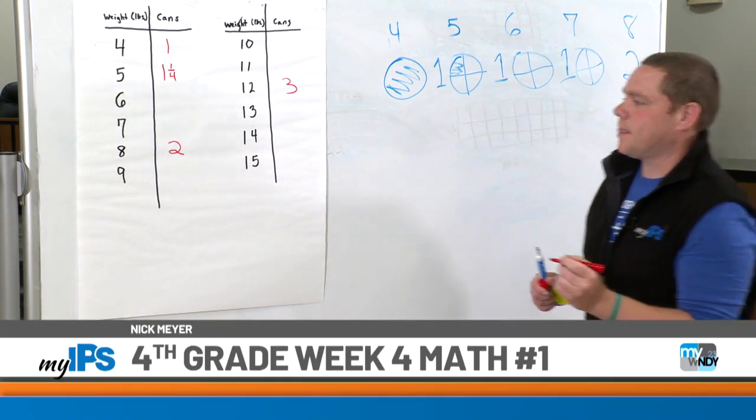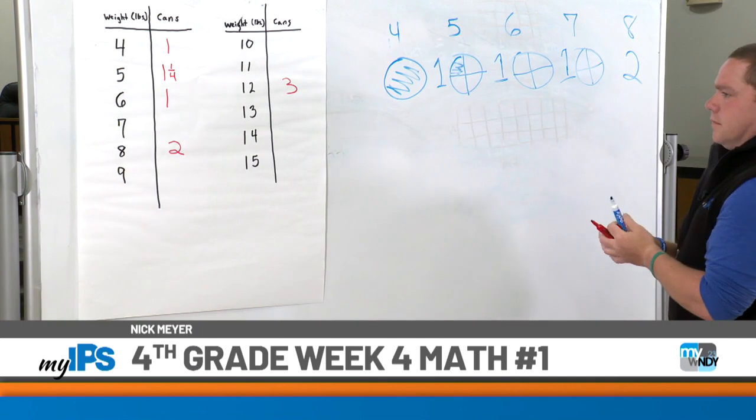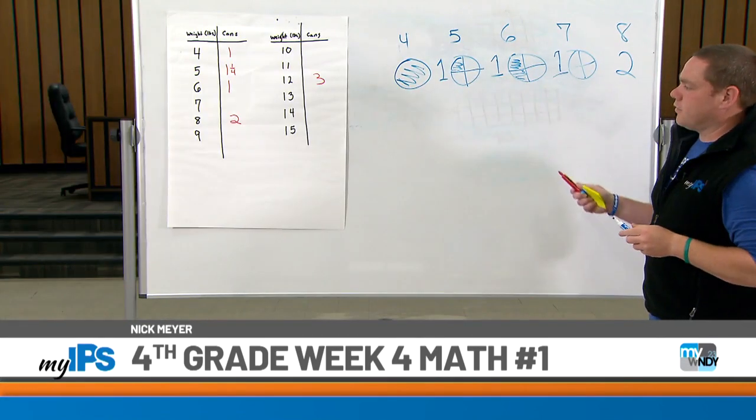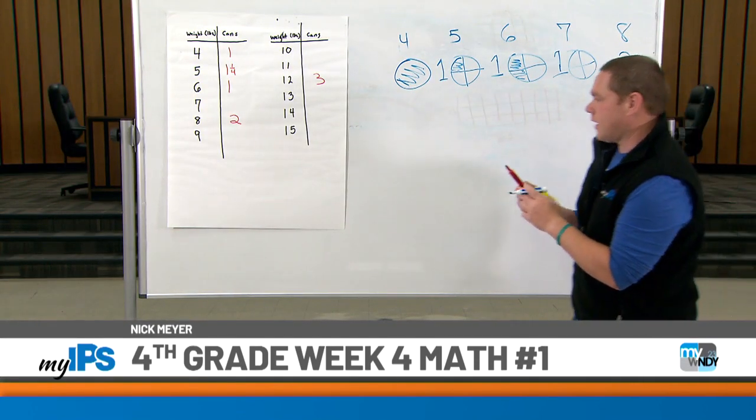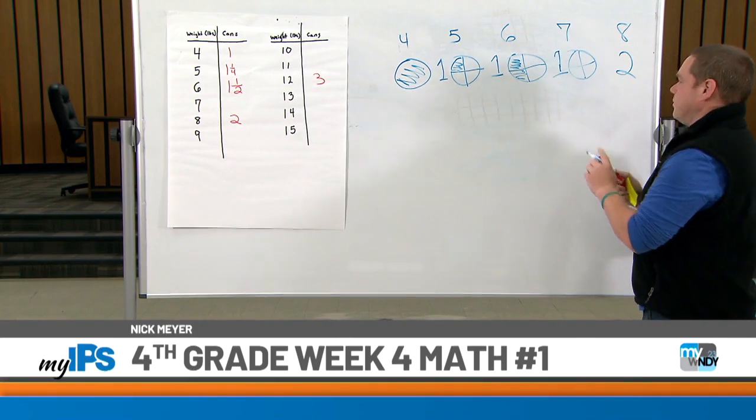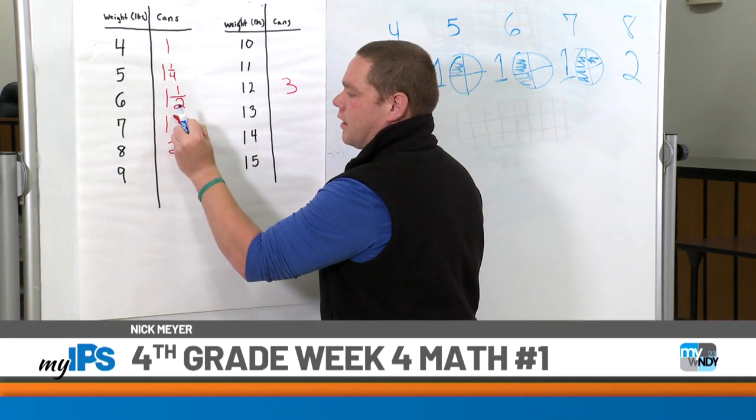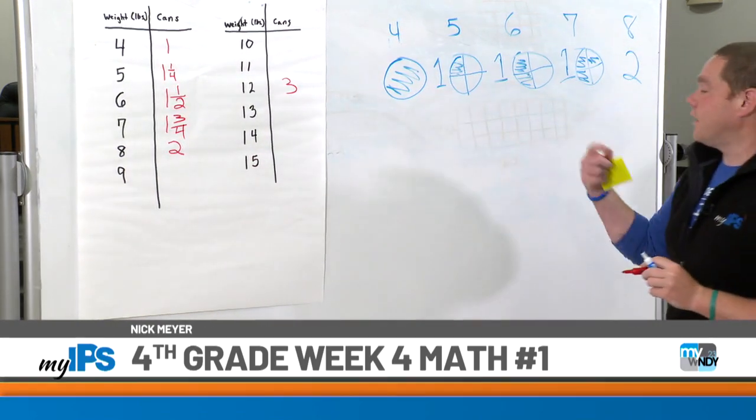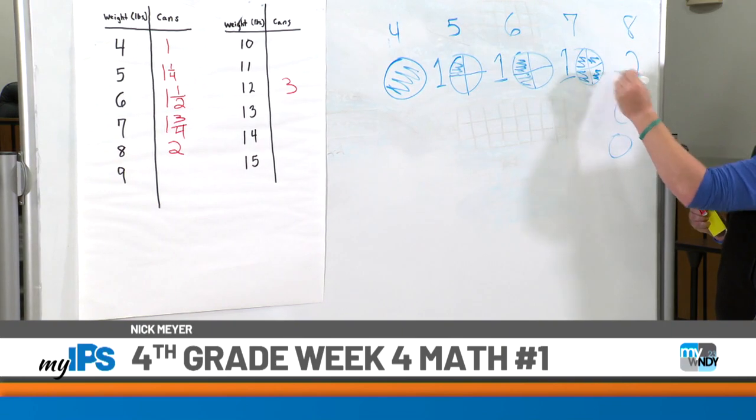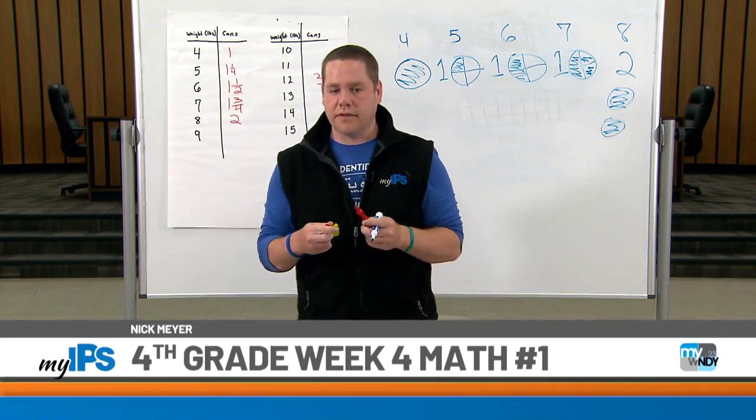If they weigh 6 pounds, they're going to get 1 can and 2/4. But what is that fraction? What's another way to write that fraction? 2/4 is absolutely correct, or we can write it as 1/2. At 7 pounds, 1 and 3/4, and then 8. I said 2, but that would be just like filling up that one. So 2 full cans. On your own, go ahead and fill out the rest of the table.